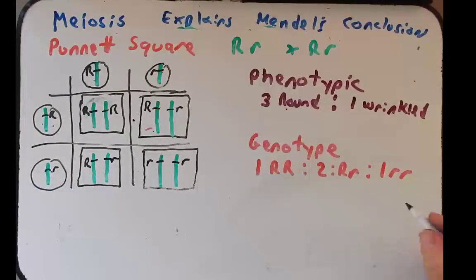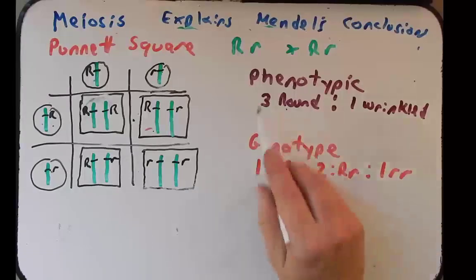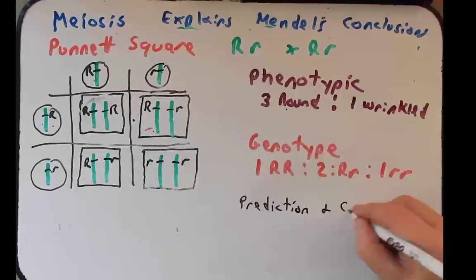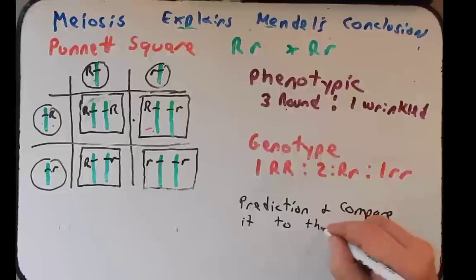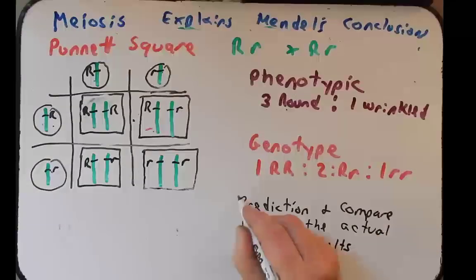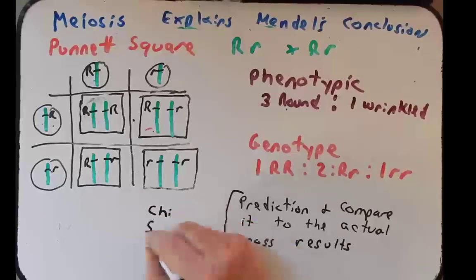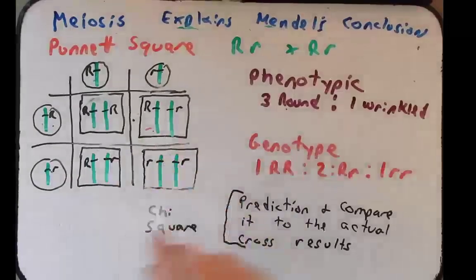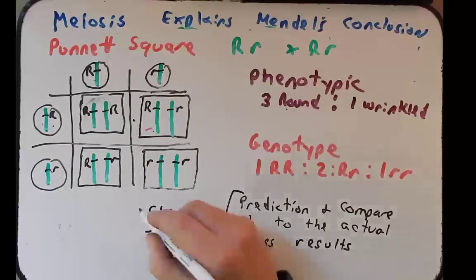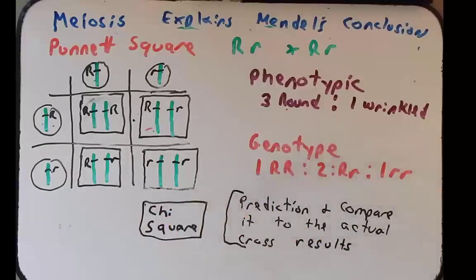In a podcast coming up, we're going to figure out how we take this prediction and compare it to the actual cross results. I said it before, I'm going to say it again, it's the chi-square analysis. We expect 3 to 1 phenotypic, but is that what we get? The chi-square analysis will help us determine that.